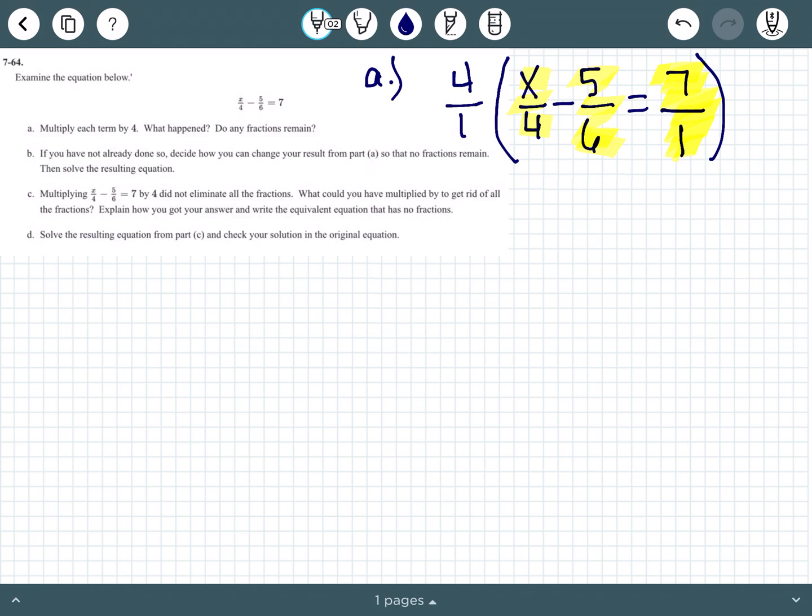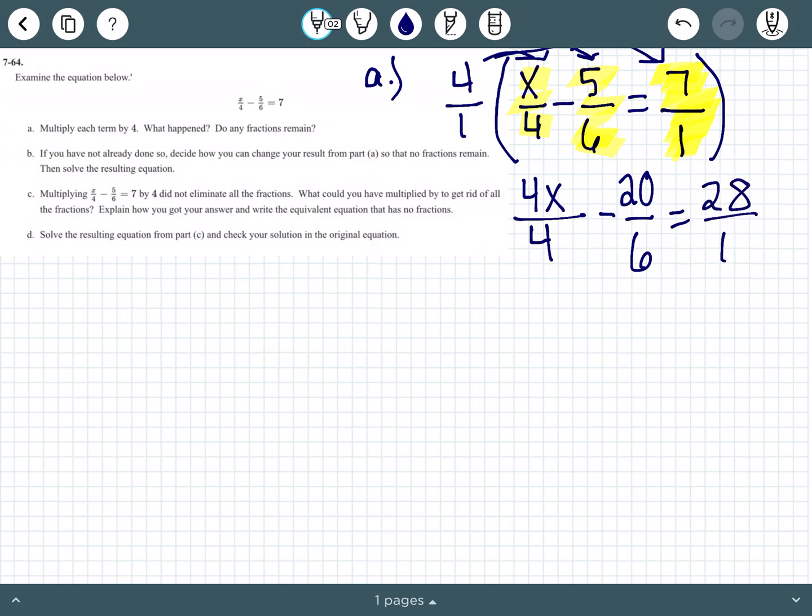So I'm multiplying each of these 3 by my 4. Now remember, when we're multiplying with fractions, you just multiply straight across. So I'm going to get 4x. So I multiply my 4 and my x. Now I multiply my 1 and my 4. So 4x over 4 minus 20 over 6. And that is going to be equal to 4 times 7 is 28, and 1 times 1 is 1. Okay, so that's what we need to do for A.